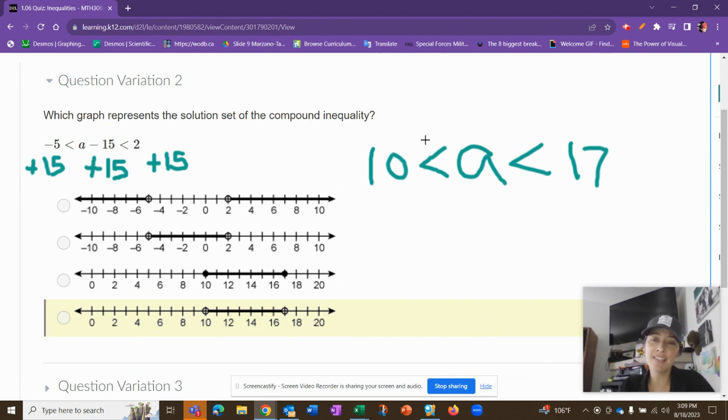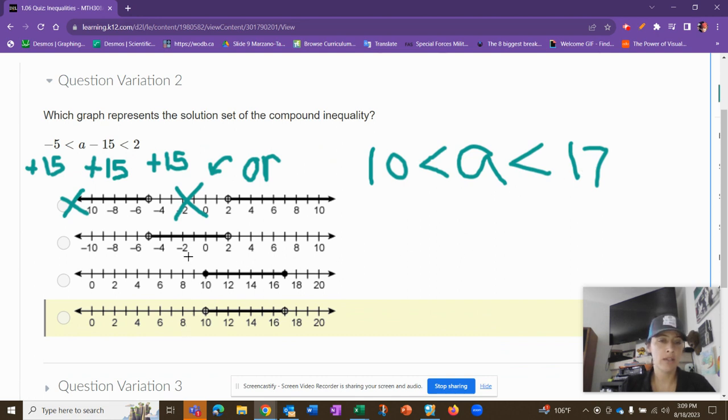Okay? Next, we need to remember we're graphing. Look how A is in between these two numbers. So it's not going to be something with a gap. That would be an or compound inequality, because it can't both be true. Remember, or means one or the other, or both. So they could both be true, but in this case they can't. So it can't be an or. An and is both situations have to be true. So A has to be trapped between 10 and 17.